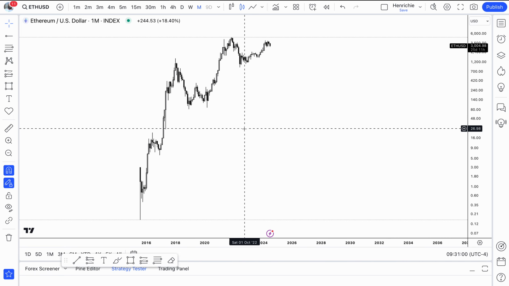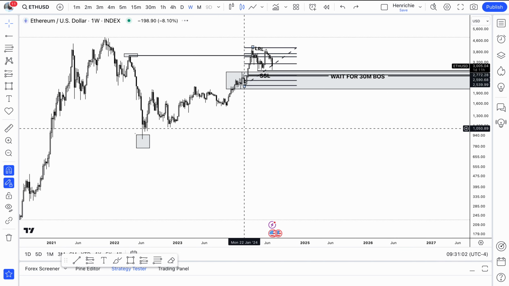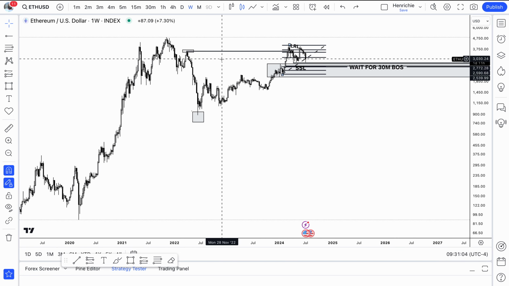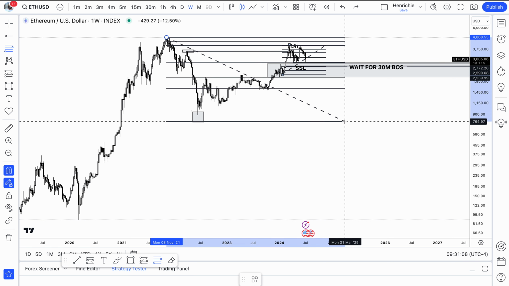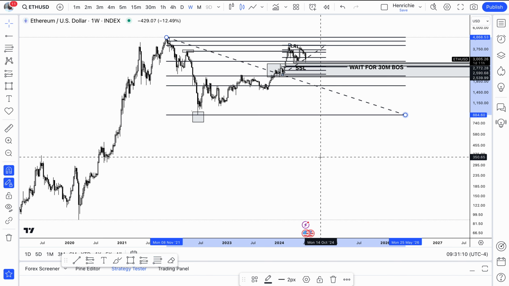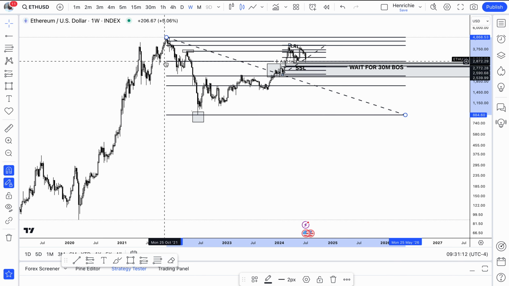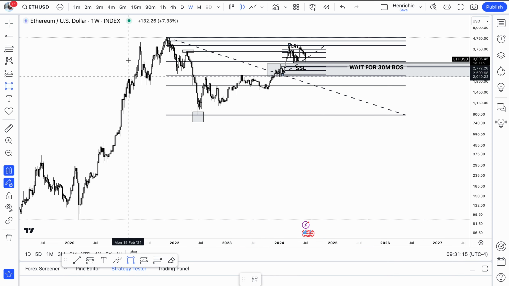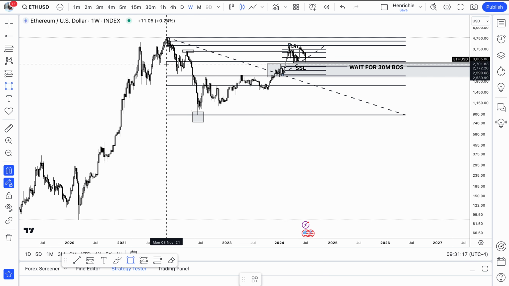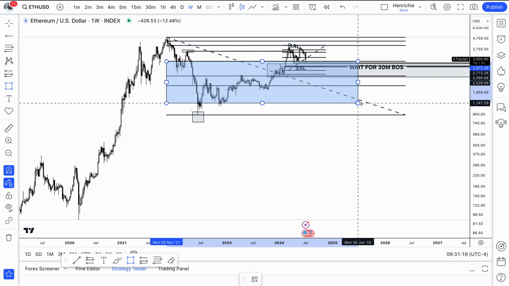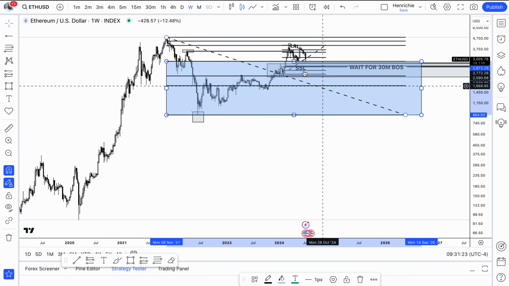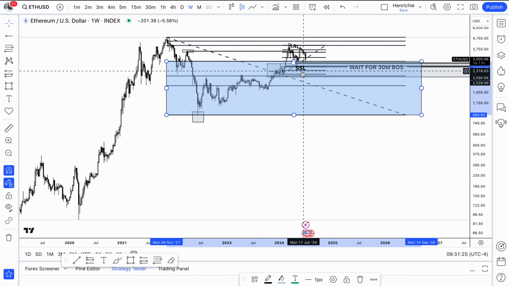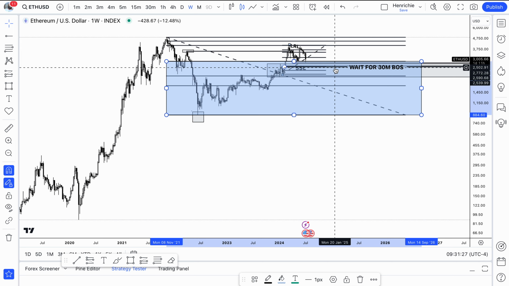That being said, as you can see so far, if we use our Fibonacci from the overall high right here to the overall low right here, this area here is my discount zone. And I'll put that in a box. So if I was to buy Ethereum, I'll prefer to buy Ethereum inside this box.